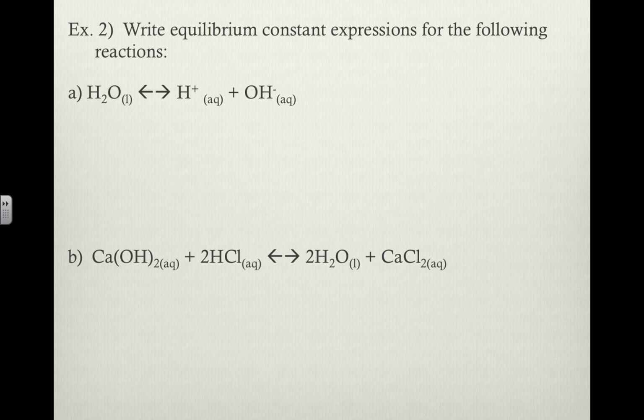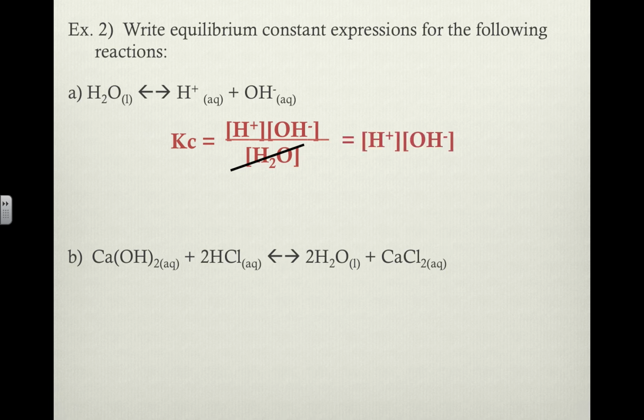So let's try this. Write equilibrium constant expressions for the following reactions. I've got water forming hydrogen ions and hydroxide ions. So I'd write my Kc expression like so, except that this is liquid water. Well, liquid water is going to have a concentration of 1. So I put a 1 in the denominator. And dividing anything by 1 becomes just the numerator.